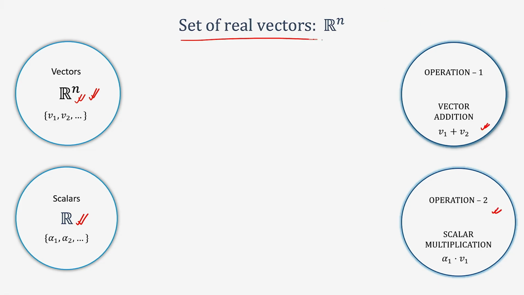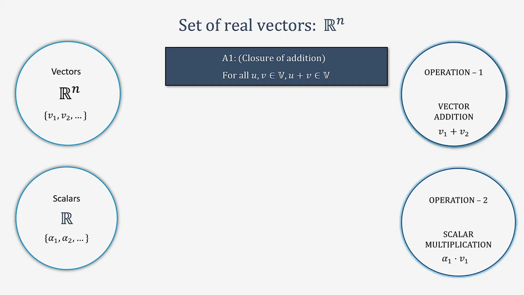This set of real vectors Rn over R, basically over the scalars, is called a vector space. It is a special property of the set. It is called a vector space if it satisfies 10 properties. Number 1 is that when you add 2 elements from this set, the new element that you get is also in this set, which is true for Rn.